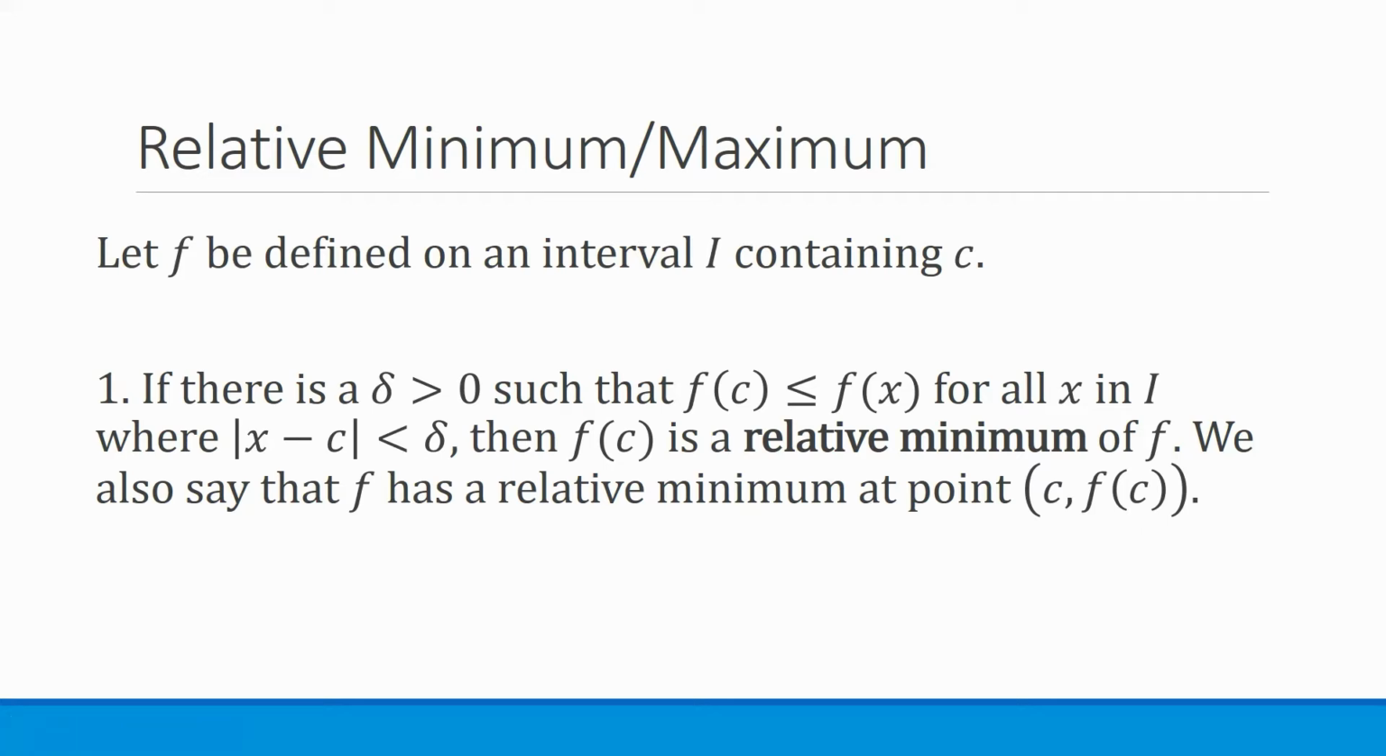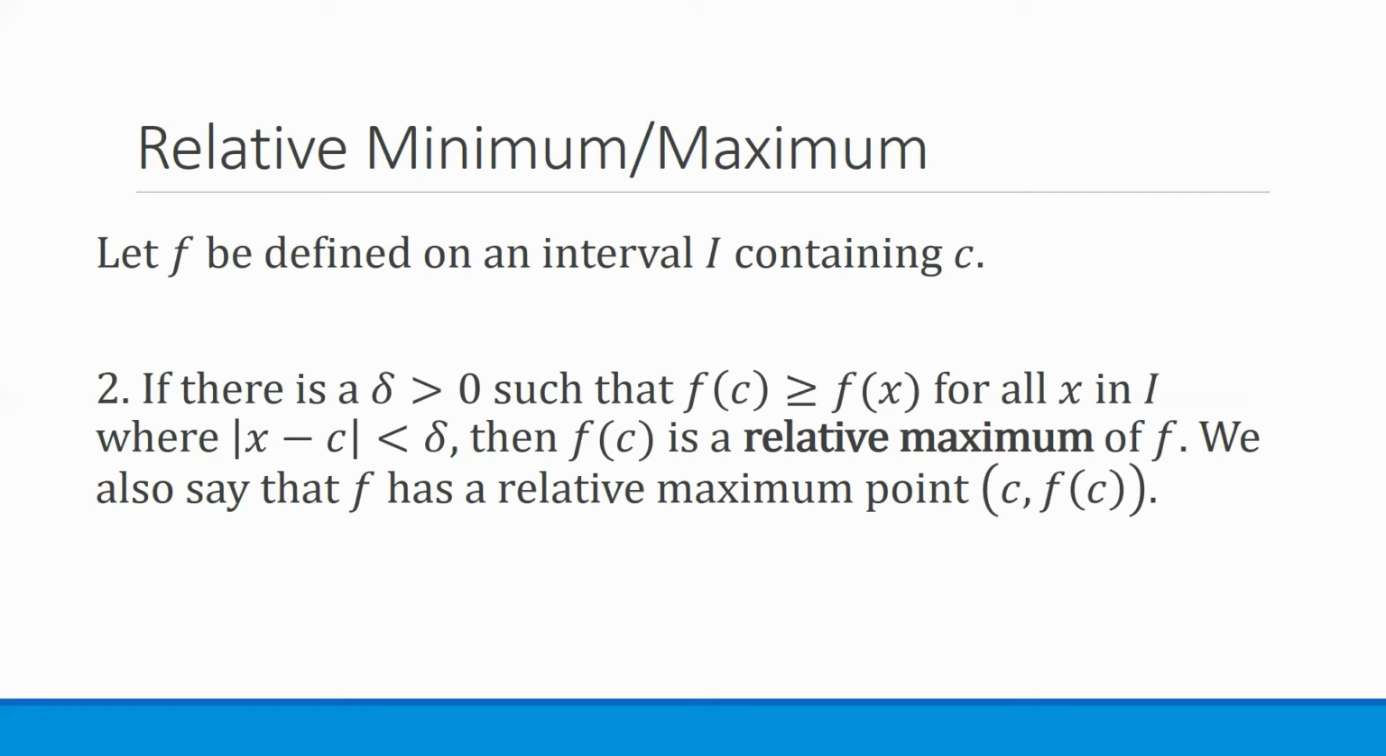That's some fancy language, but what that really means is that it is a minimum among the points around it. So f of c is a minimum around the points where it's at. I'll do a visualization of this in a minute.